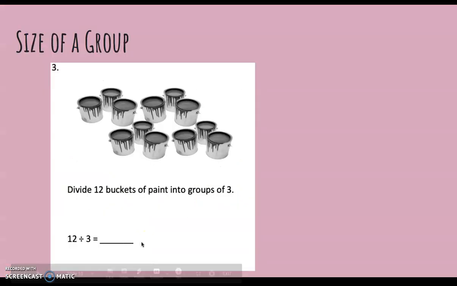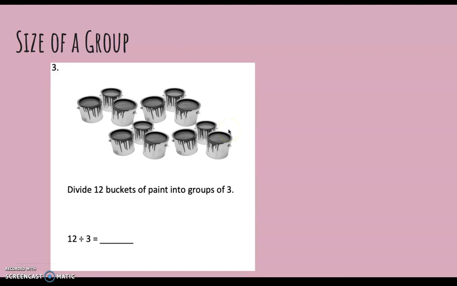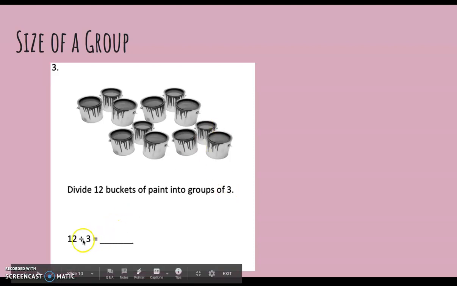Let's do the last question together. Let's look at the picture. There are many buckets of paint, and the question is asking, there are 12 buckets of paint. This question is asking us to divide 12 buckets of paint into groups of 3. So this is the same question as the first question where Miss King has 12 cookies and she's sharing with 4 different friends.